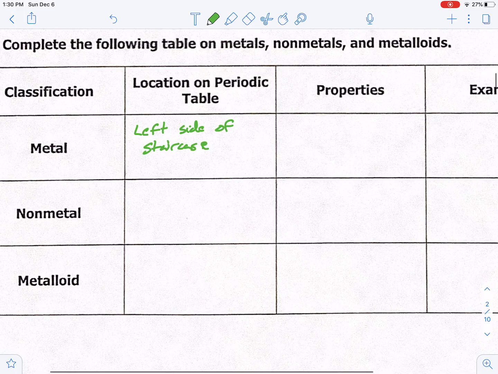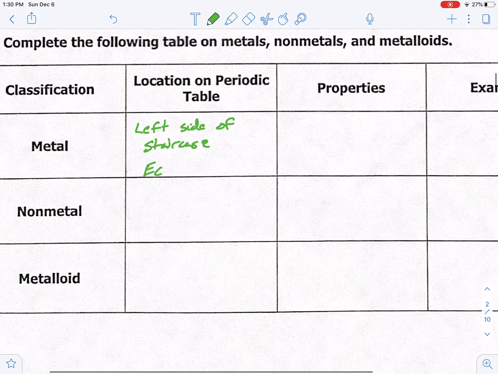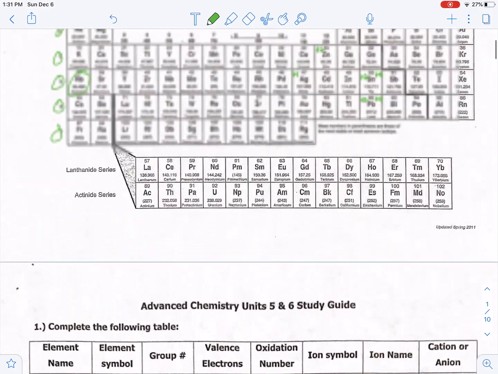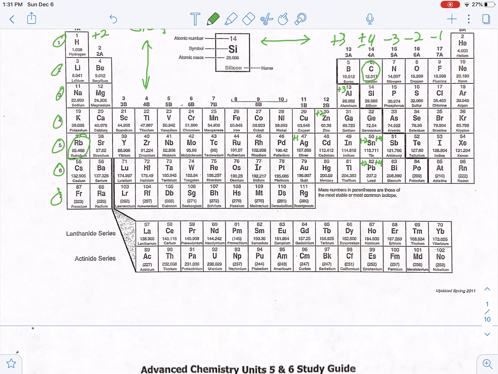Okay, and it is going to be except for hydrogen. Except hydrogen. Okay, and so what I'm talking about, the staircase, is back on your periodic table. This staircase that goes down right along here, that is going to be that defining staircase.